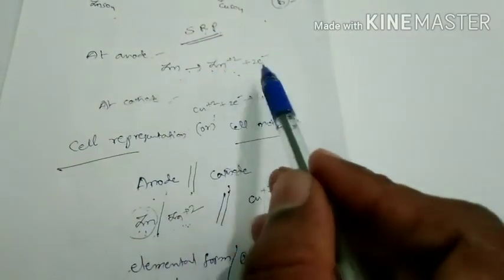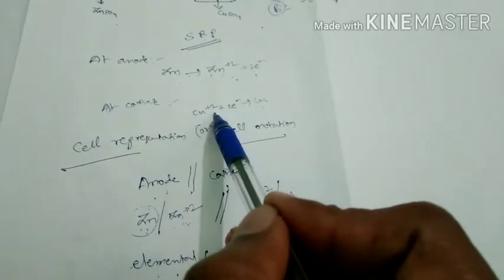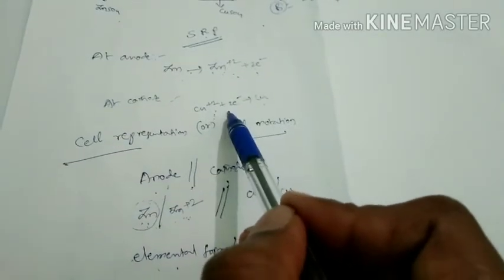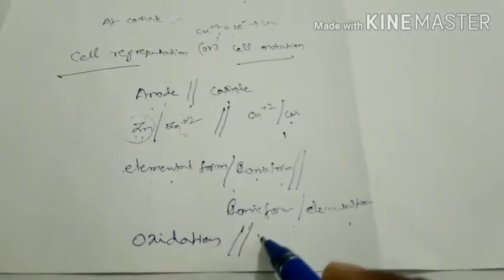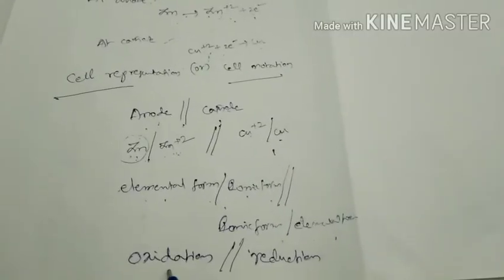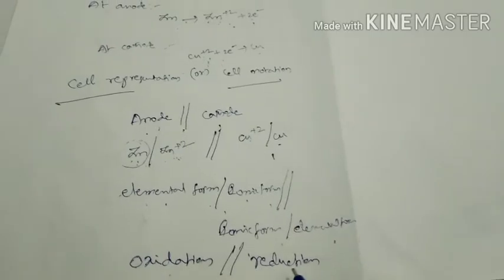How can we say that this is oxidation? Here loss of electrons takes place at anode. That is why this is oxidation. Here gaining of electrons takes place. That is why this is called reduction. So those are the definitions regarding oxidation and reduction. So while writing the cell representation, first we should write the oxidation part, double slash, reduction part. These are the conditions to write the cell representation or cell notation.